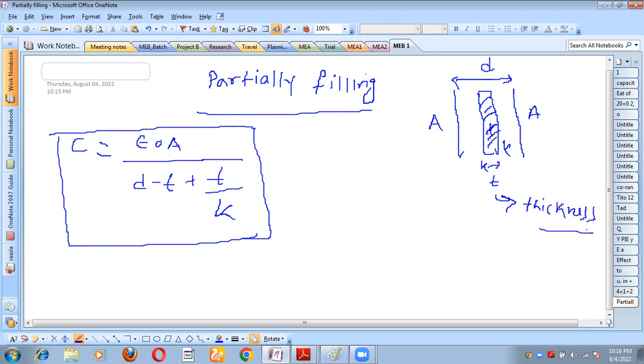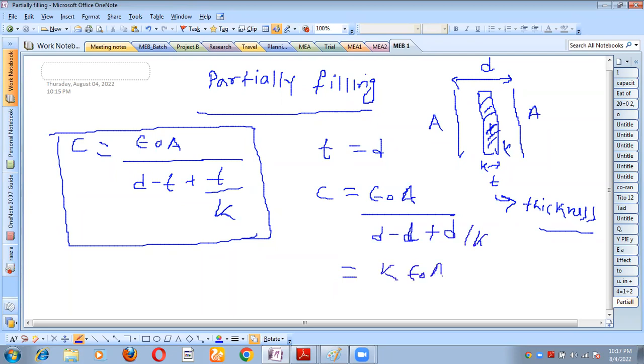This can also satisfy the completely filling case. In case of completely filling, what happens? T becomes D, right? So you will get the same formula, epsilon naught A by D minus D plus D by K, so you will get K epsilon naught A by D, that is K C naught. Understood this one?